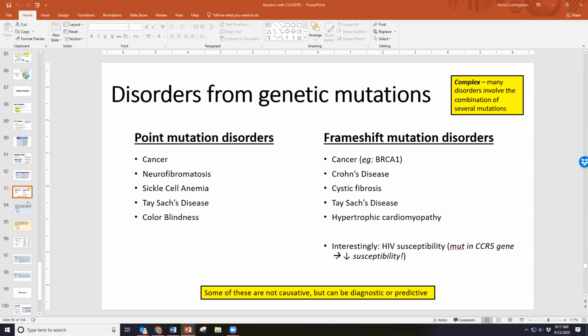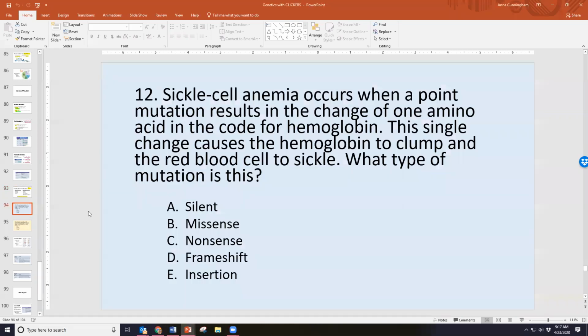I'm going to show you a clicker question because I think that they're good practice, but we're not going to spend a lot of time on it because I want to move through genetics, guys, come on.